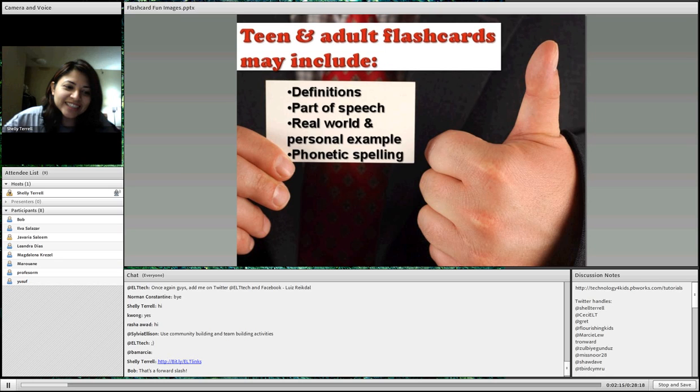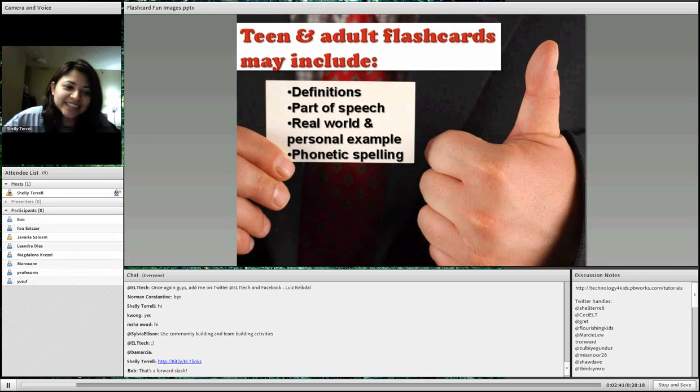Well, the first thing to consider is it depends on what level you're working with. The flashcards for young learners are going to be quite different than the flashcards for adults. For example, for young learners, you want to make sure that you have pictures, and maybe just the word. They usually have to be really colorful pictures or cartoon characters, so that way it looks like a lot of fun for the kids.